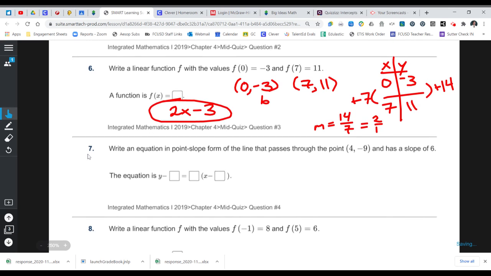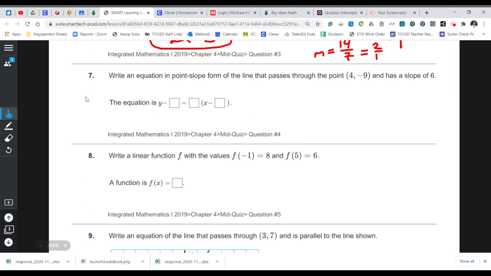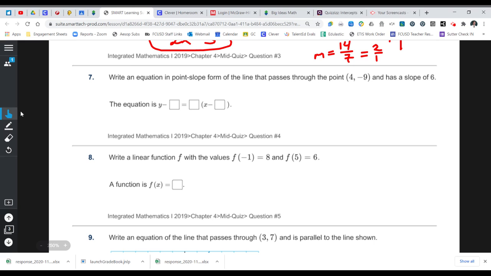Write an equation in point-slope form of a line that passes through 4, negative 9, and has a slope of 6. Well, here I'm just filling in the blanks. Our formula is y minus y1 equals m times the quantity x minus x1. And all we need to do is fill in what we know. Well, slope is 6. That's m. So in the blanks here, I would put 6 outside of the parentheses.